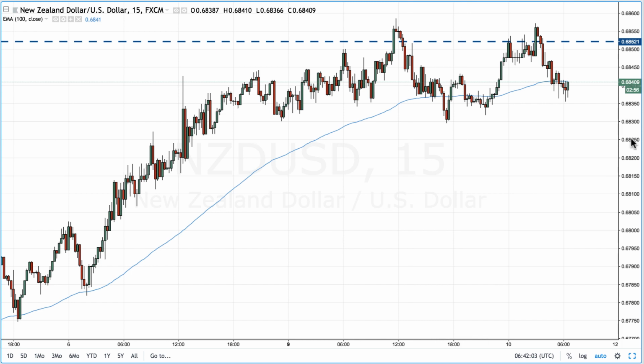If it can do that, then I think that really signifies an opportunity to start selling the market. But we need to wait to see what happens. If it doesn't do that, obviously we won't become sellers. But if it does get below that, that's where we're going to start selling the market.